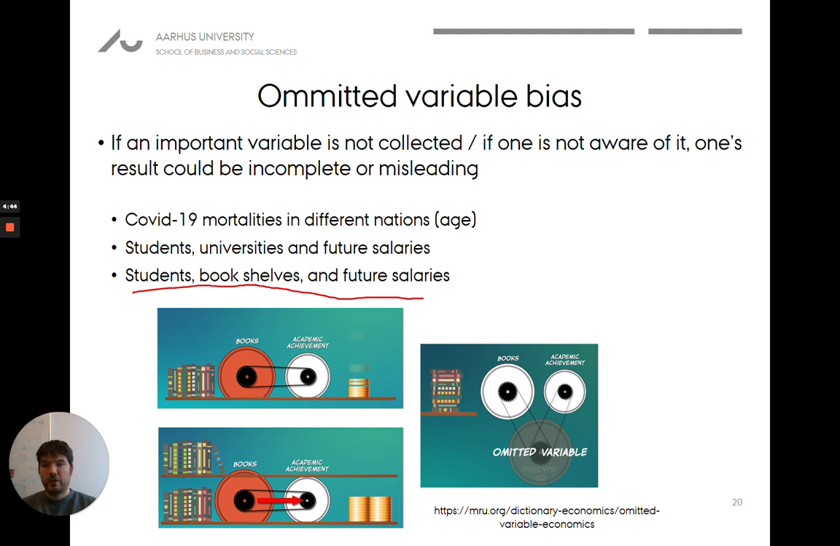We might be in a situation where we can say that the more books there are in a student's home, the better the academic achievement the student will reach. This is a correlation that is very likely true. The more books there are in the homes of a student, the more books that were in the home when the student was growing up at his parents' house, the better and the higher the academic achievement.